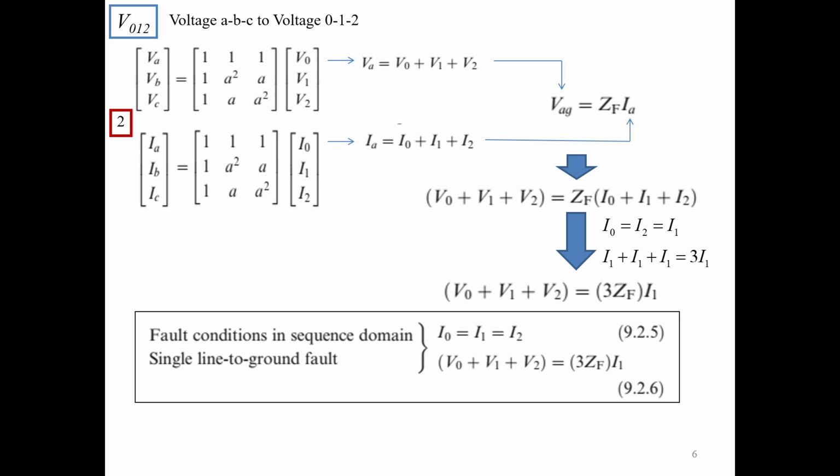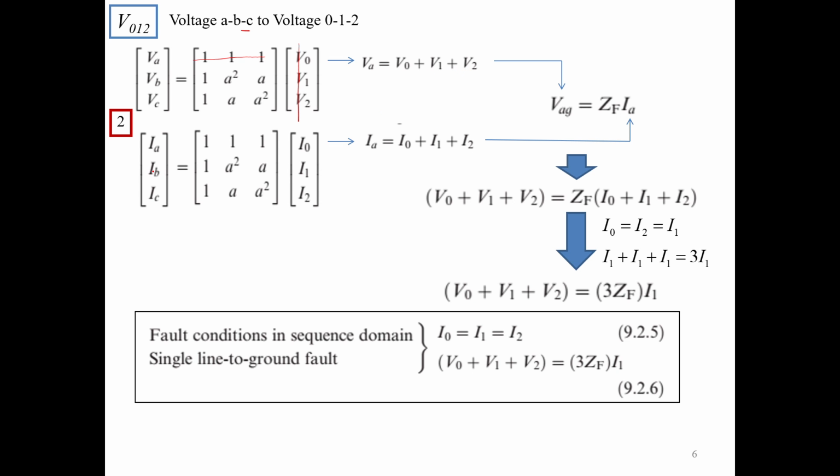So when we transform the voltage from ABC to sequence 0, 1, 2, what would be our observation? This is the equation. We have VA, VB, VC, and V0, V1, V2 on the right. This is the A matrix. Now you can see that VA can be expressed by the multiplication of this row and the entire column here. So VA is V0 plus V1 plus V2.